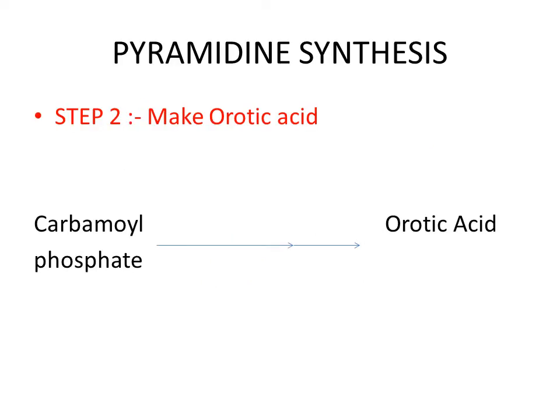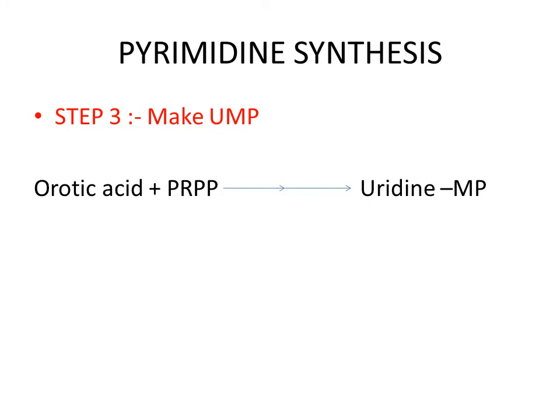Our second step is to make orotic acid. We can make orotic acid from carbamyl phosphate by just adding an aspartate group to it. The third step is to make UMP. Orotic acid and PRPP will react with each other and make uridine monophosphate with the enzyme UMP synthase. PRPP stands for phosphoribosyl pyrophosphate, and here you can see the structure of uridine monophosphate.